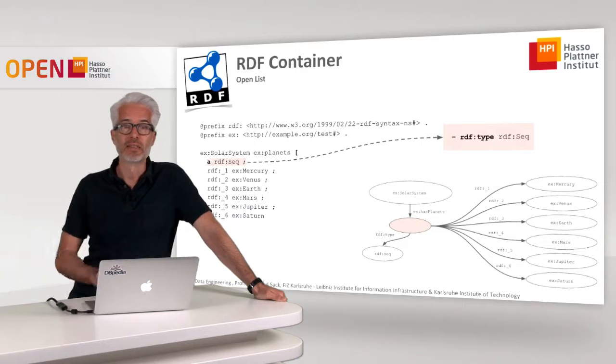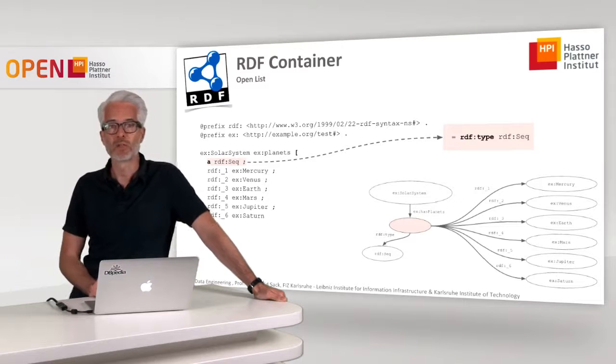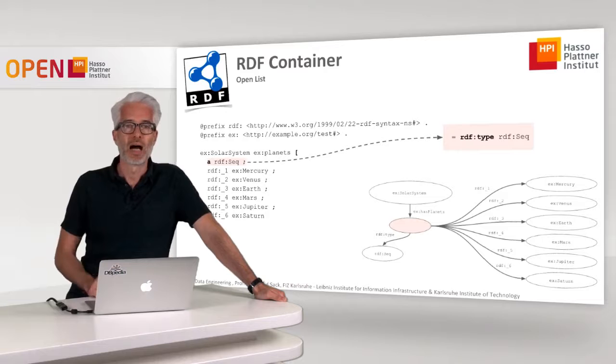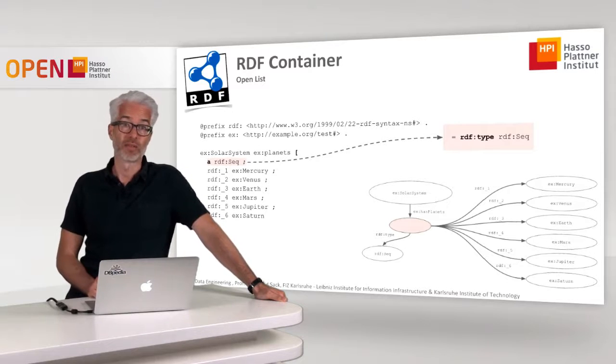So this is the RDF container. If I want to include simply another planet, then I simply would write, of course, rdf:_7, and then I could add Uranus, for example.